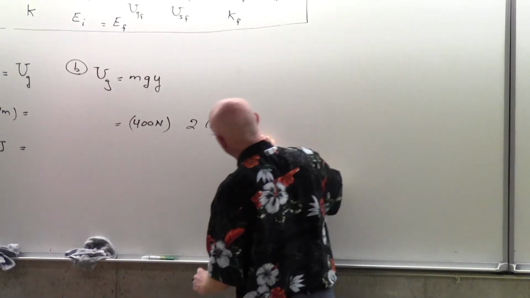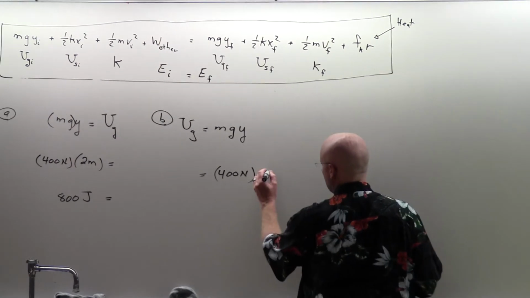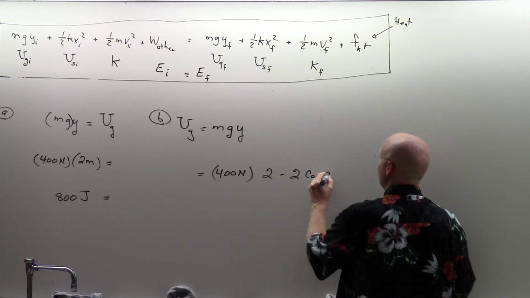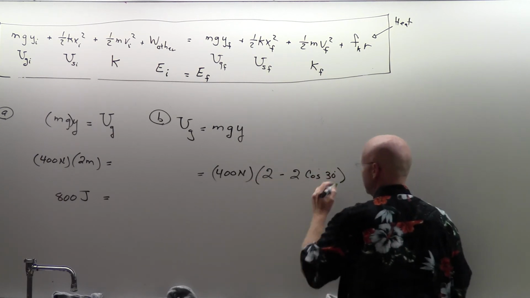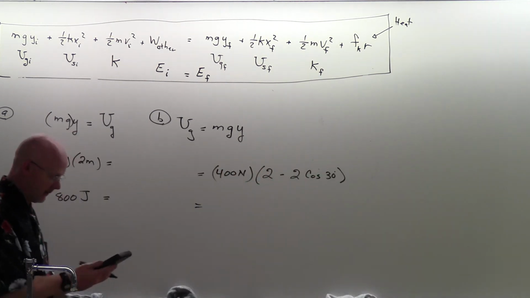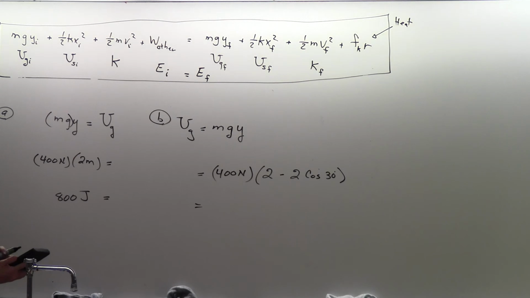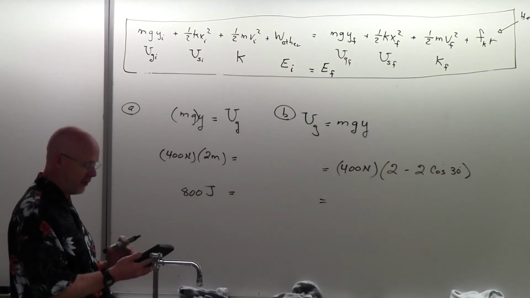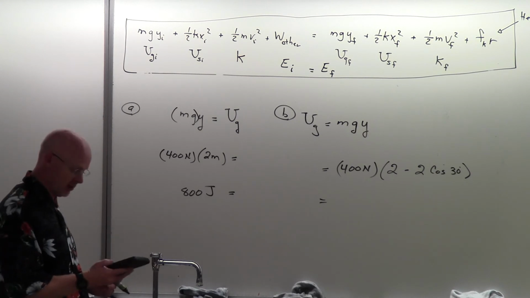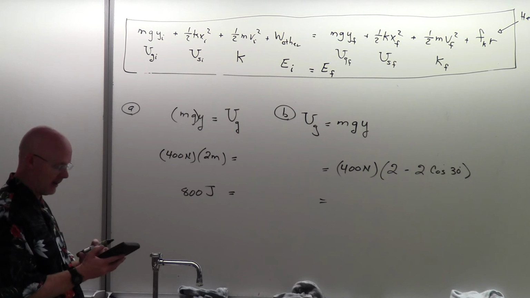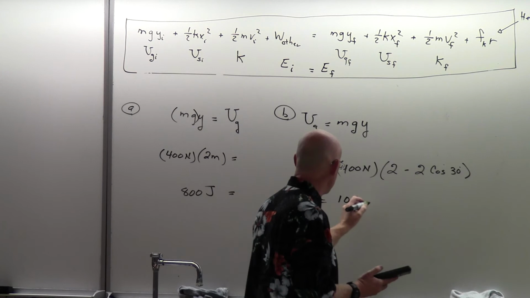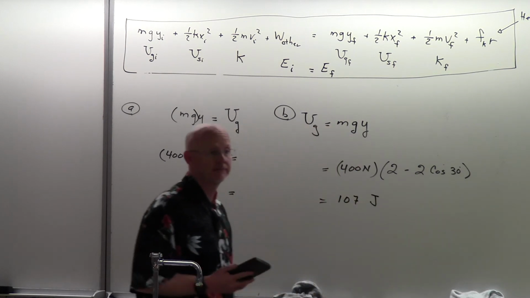So let me clean this up a little bit. As you guys said, it would be 2 minus 2 cosine 30. That would be the vertical height. And so if I take 2 minus 2 times cosine of 30, I get a height of about 27 centimeters. Then I can multiply it by the 400 and come up with 107 joules of energy.